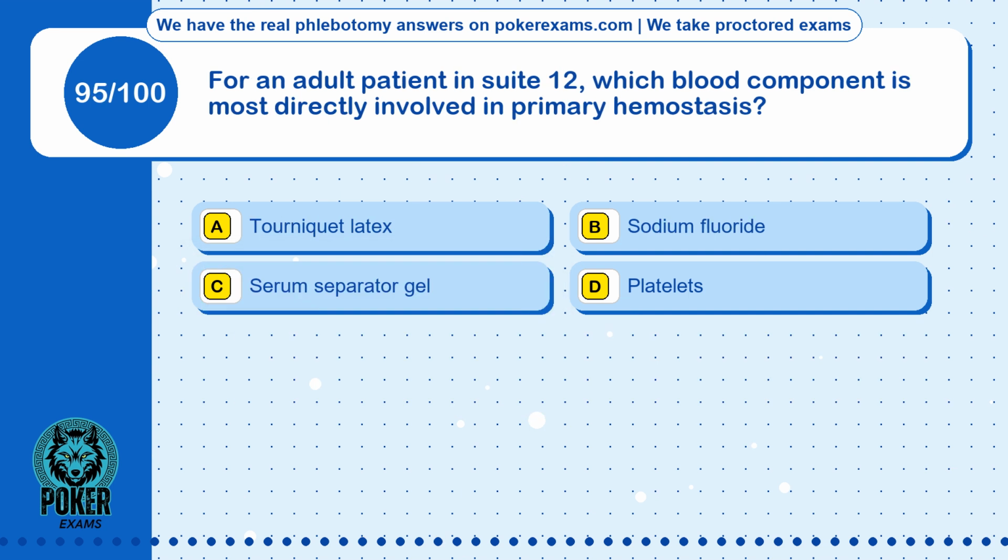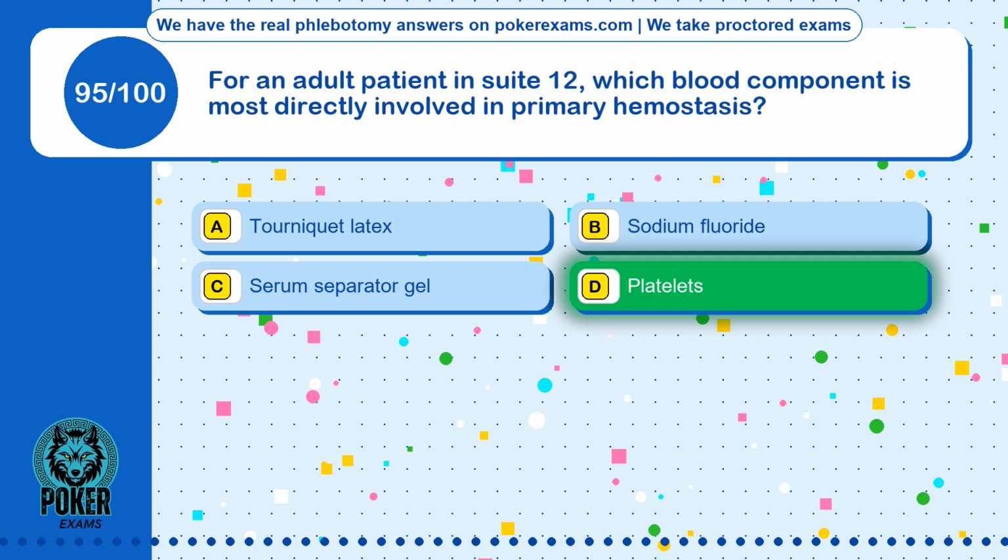Question 95. For an adult patient in Suite 12, which blood component is most directly involved in primary hemostasis? Option A, tourniquet latex. Option B, sodium fluoride. Option C, serum separator gel. Option D, platelets. The correct answer is option D.